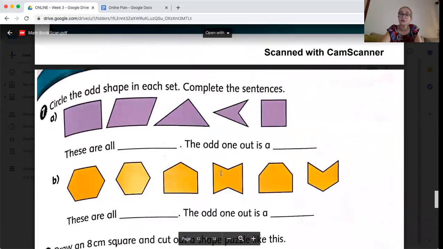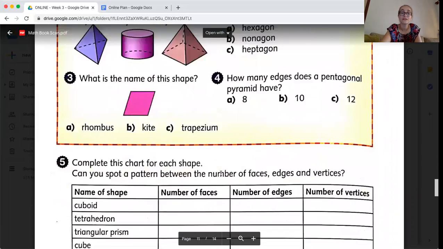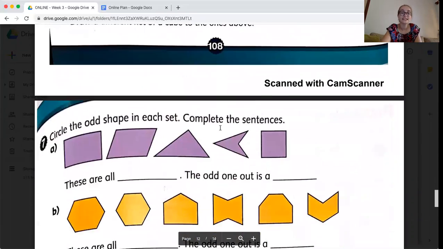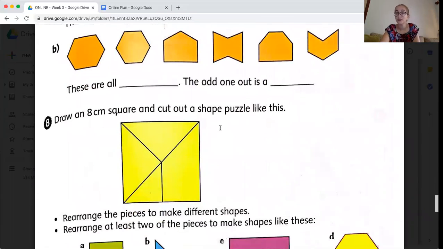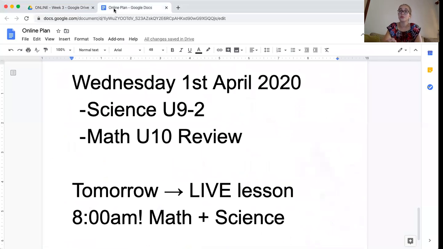Okay, so to review, I want you to do question 1, 2, 3, 4, 5, 6, 7, and 8 is optional. Okay, so I want you to work on that today. If you have a small question, you can ask me via Telegram. If not, tomorrow we'll discuss this in our live lesson and I will give you the answer so you can check your work.